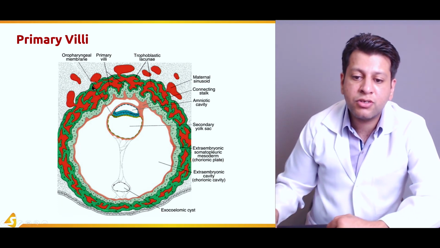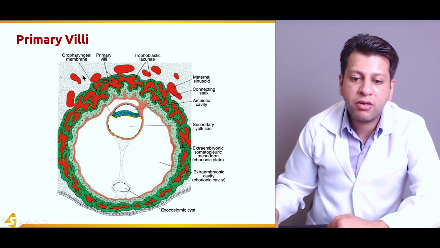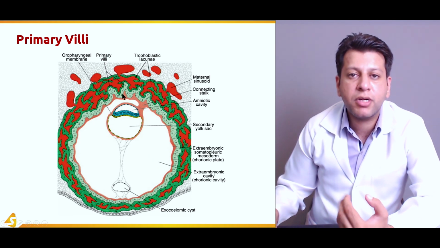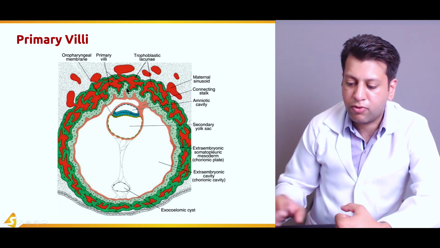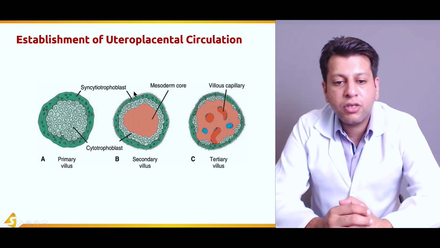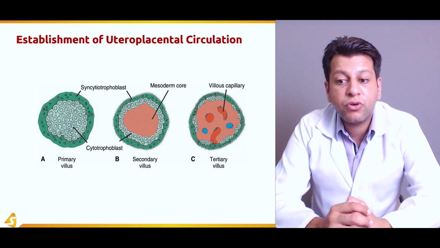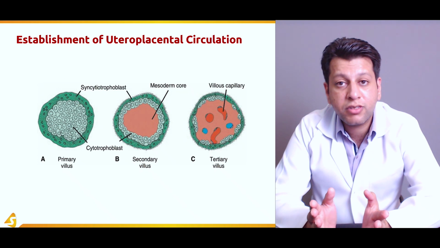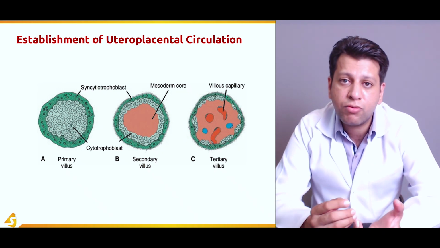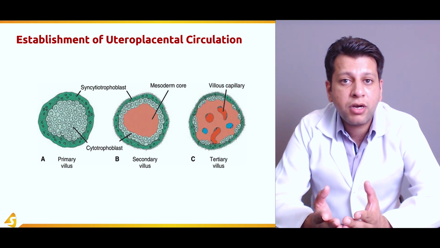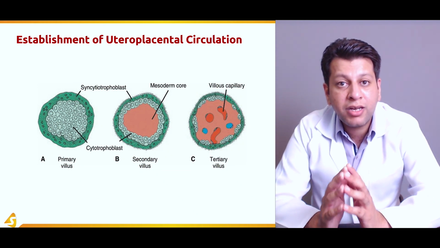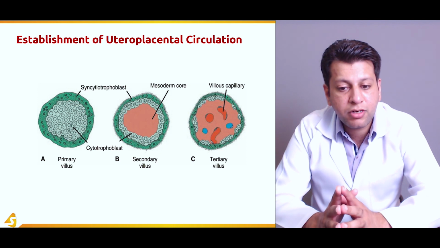Now this is the syncytiotrophoblast and this is the endometrium. It starts to invaginate. Eventually the primary villus forms, then the secondary and the tertiary villi will be formed in this formation. Now this is showing establishment of uteroplacental circulation. As we know, there were two layers of trophoblast. In the second week it divided into syncytiotrophoblast and cytotrophoblast.